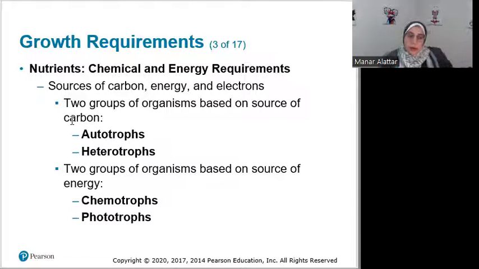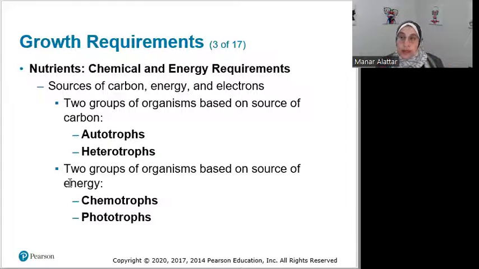When we're talking about carbon, you could either have organisms that use an inorganic carbon source, specifically carbon dioxide, and these are called autotrophs because they're able to incorporate that carbon on their own from an inorganic source, rather than heterotrophs, which have to utilize some existing organic molecule for their carbon source.